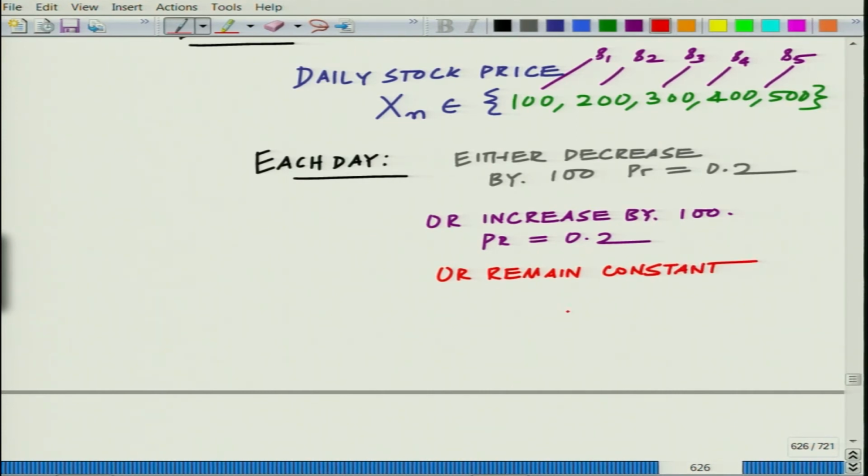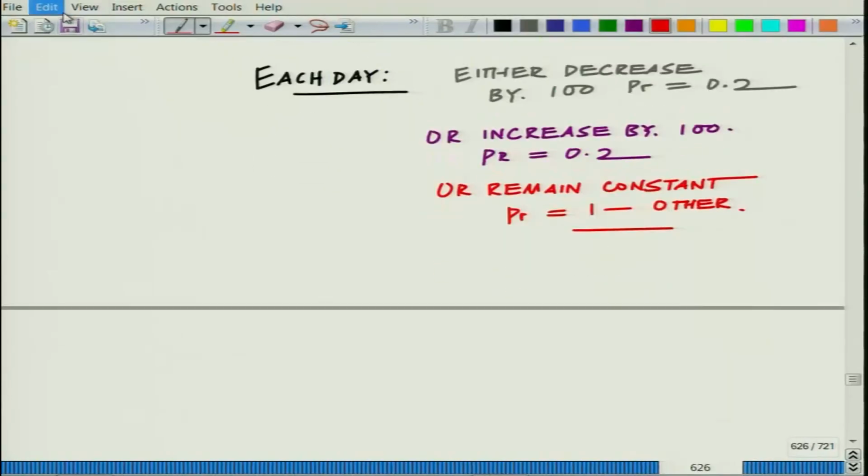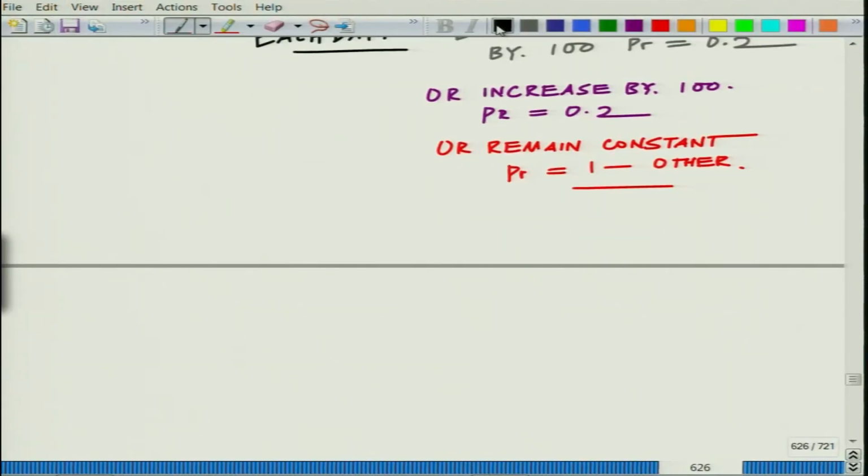Or remain constant, with probability equal to 1 minus the other probabilities, because there is a catch here. What is the catch? Whenever the price hits the maximum of 500, it can only decrease, it cannot increase. And whenever the price hits 100, it cannot decrease, it can only increase. Okay, so that is the catch.